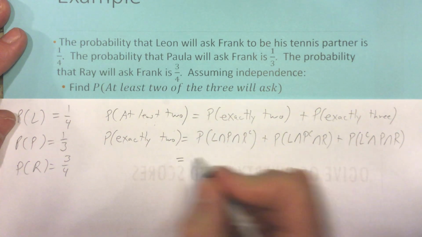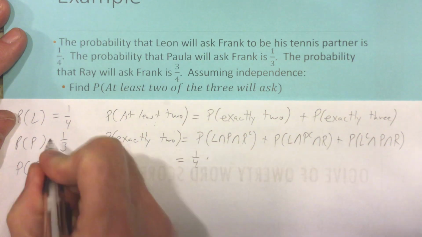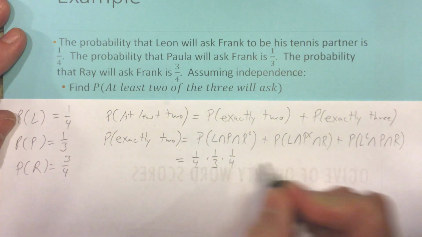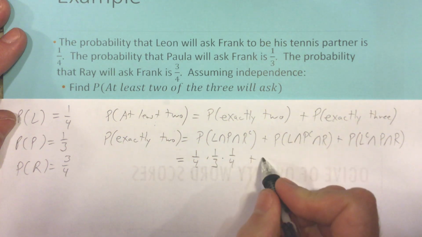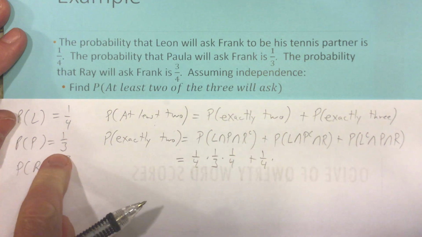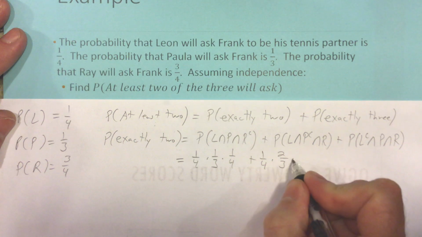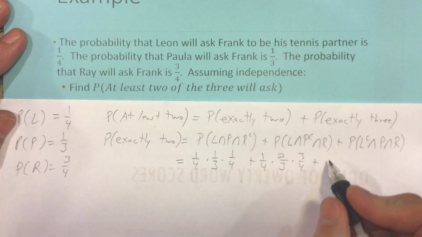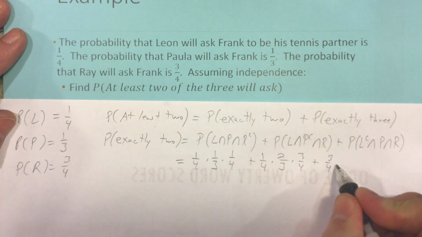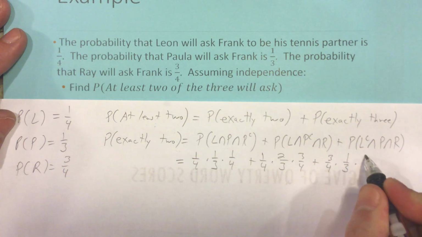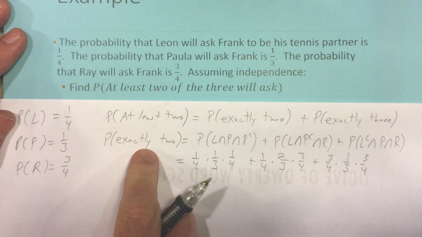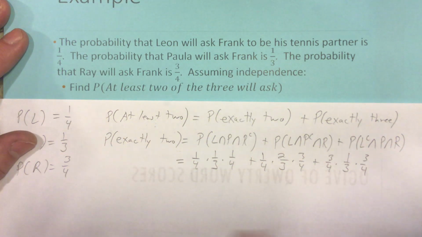Let's calculate them. So let's see, Leon and Paula ask, but Ray doesn't ask. So the complement here would be 1/4. Okay, let's see, this one is Leon asks, Paula does not, so the complement to Paula. Ray does ask. All right, this one is Leon does not ask, so the complement of that is 3/4. And then Paula asks, and Ray asks. Okay, so this calculation right here will give me the probability that exactly 2 ask Ray to be his tennis partner. Let's work it out.